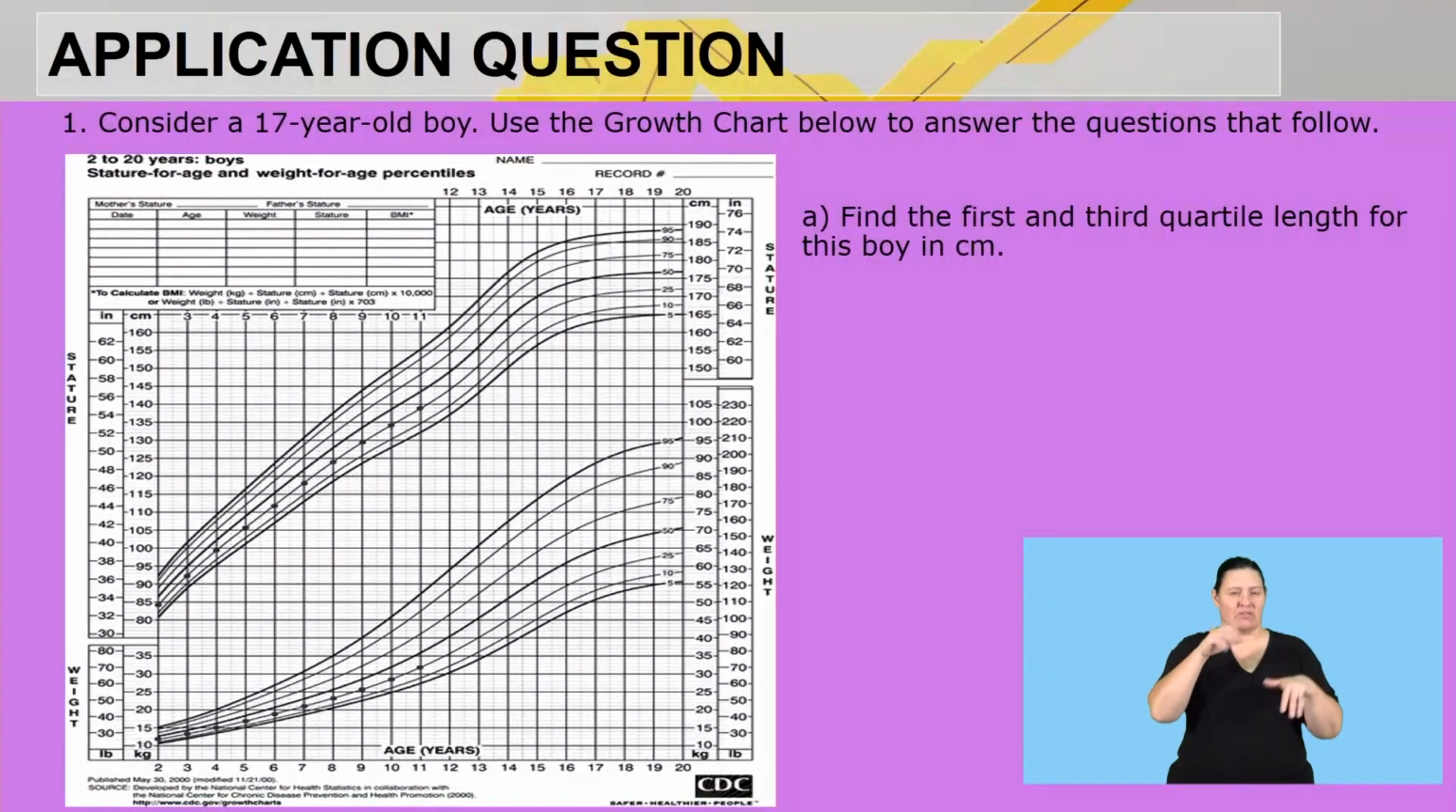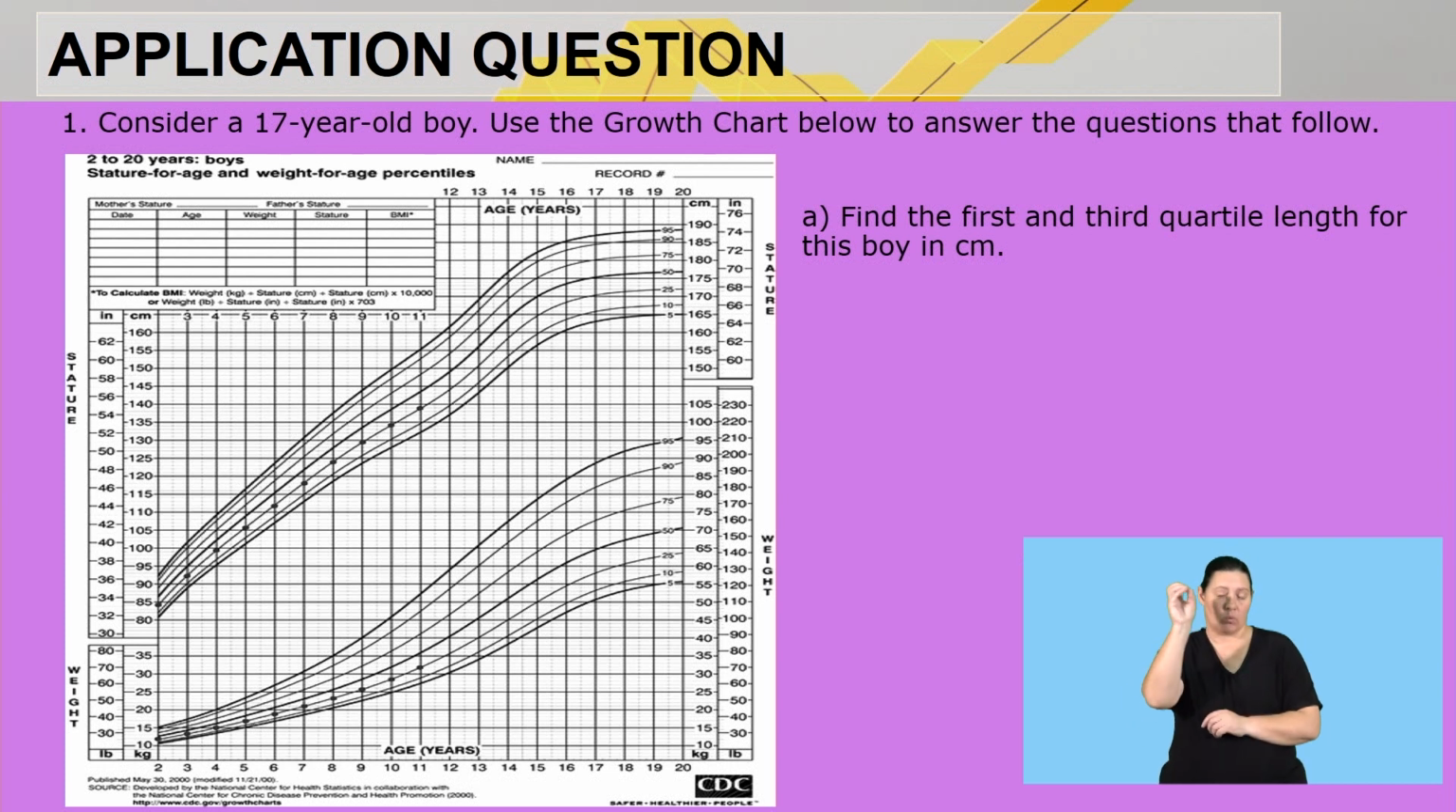So now I'm saying here question 1. Consider a 17-year-old boy. Use the growth chart below to answer the questions that follow. Right, so our focus now is on growth charts. 1a says, find the first and the third quartile length for this boy in centimeters.